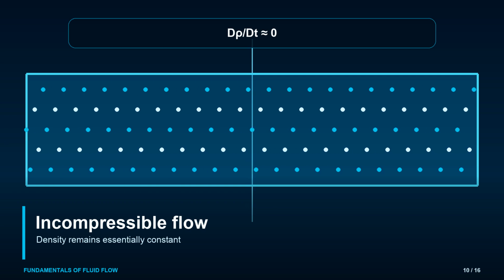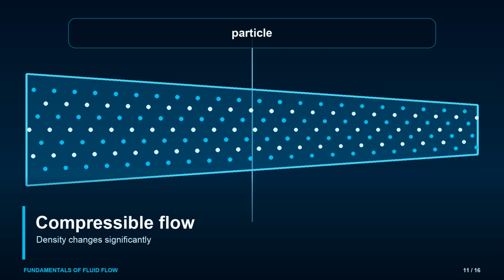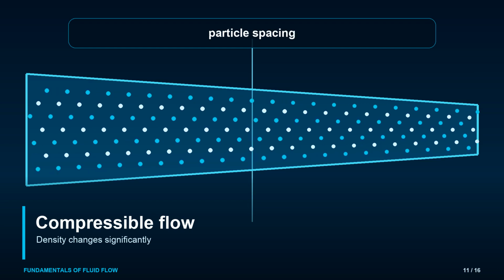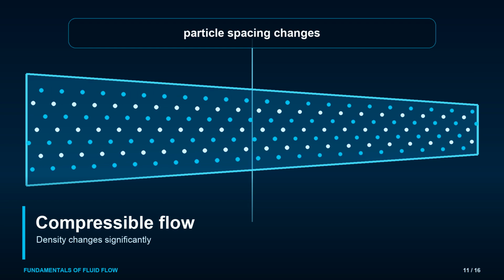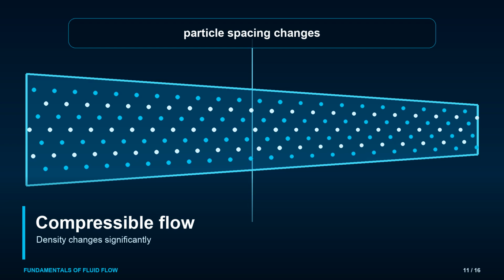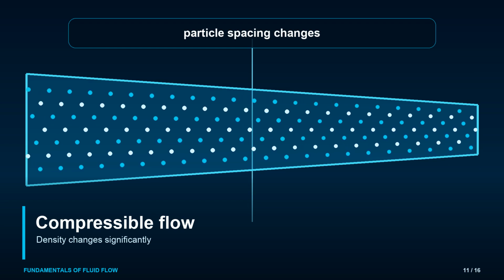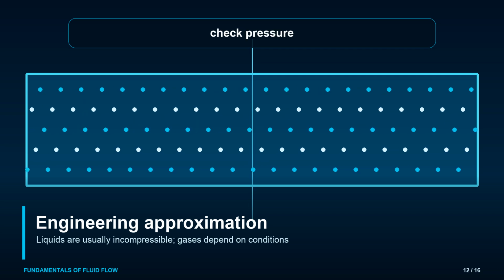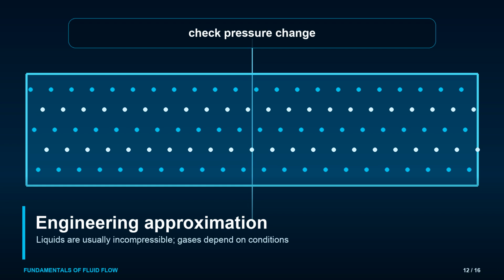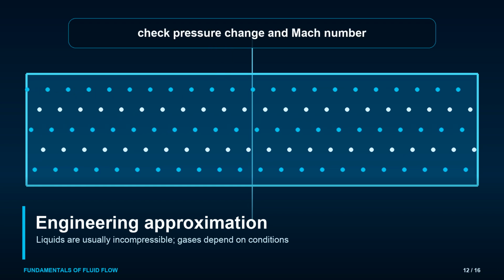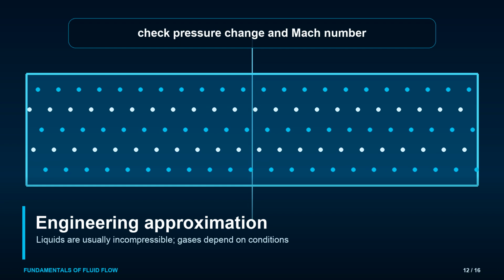In compressible flow, density can change significantly. Gases are compressible, especially when pressure changes are large or speeds approach the speed of sound. In the animation, the same mass occupies less volume as the particles pack more closely. At low speeds and modest pressure changes, even air can sometimes be approximated as incompressible.